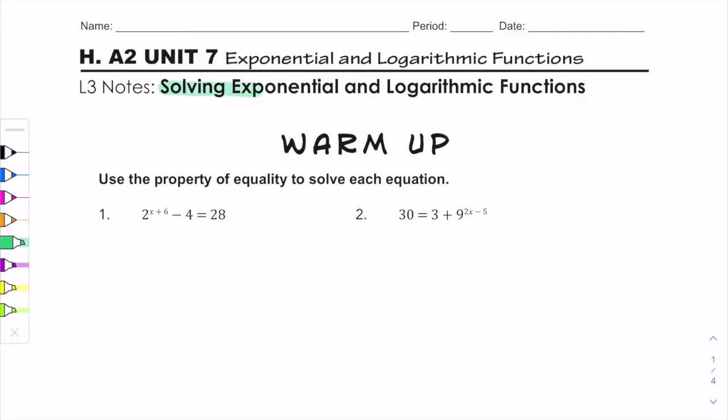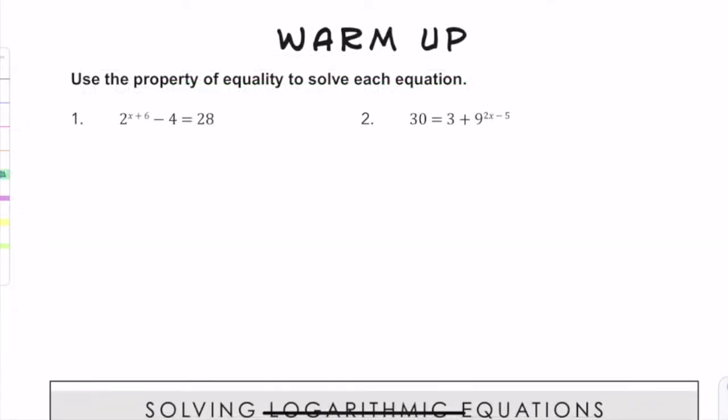Today's lesson is on solving exponential and log functions. To start, we're going to review solving a couple of exponential functions, which we've already touched upon when we first started logs, but these ones are going to be a little bit more challenging to do.